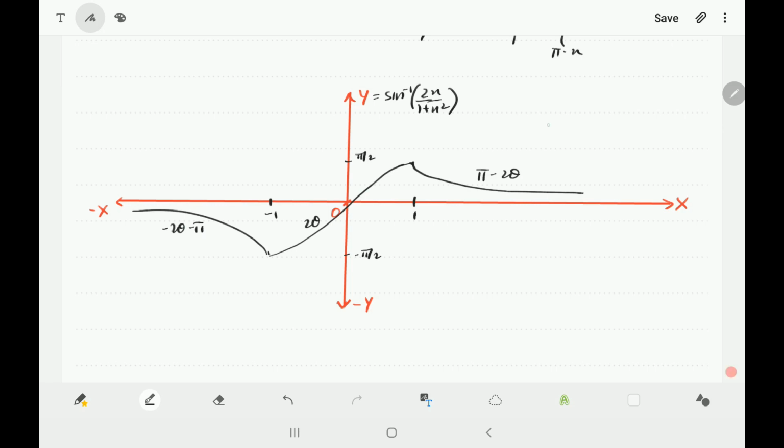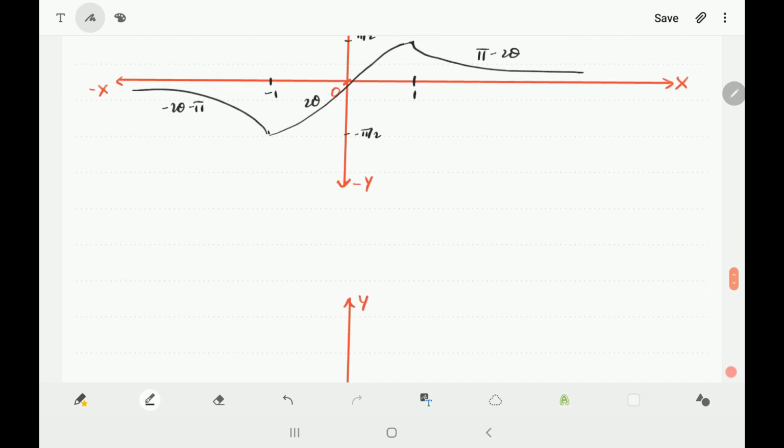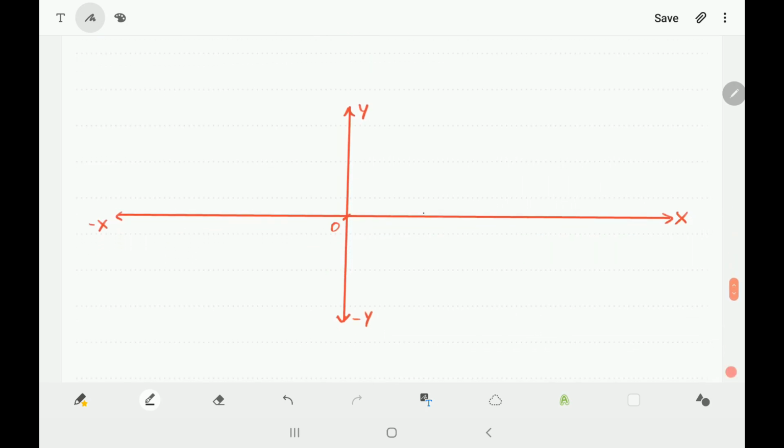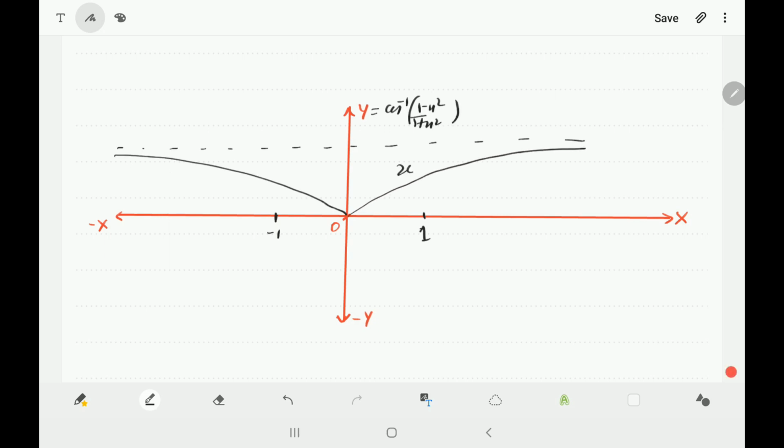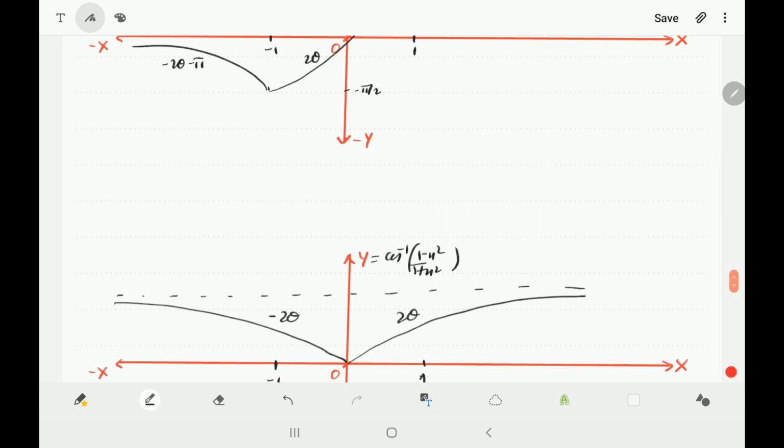Where theta here is tan inverse x. So ahead of 1 it is pi minus 2 theta. We have to check the values ahead of 1 only, if you remember. Cos inverse has a simple graph from 0 to pi. So you have the function cos inverse of 1 minus x square upon 1 plus x square. So the function is like this, if you remember. This function is 2 theta and this function is minus 2 theta, where 2 theta is again 2 tan inverse x.